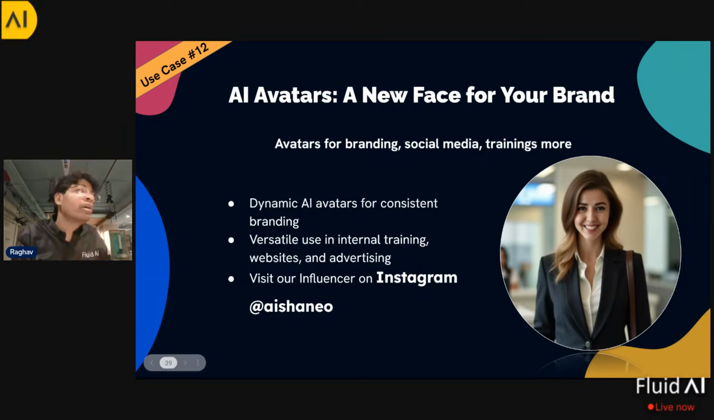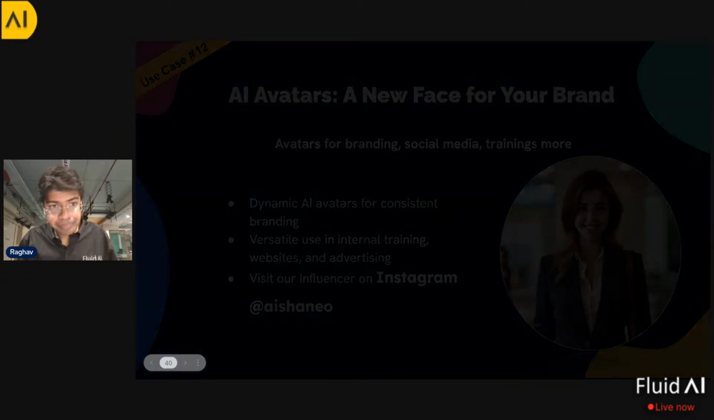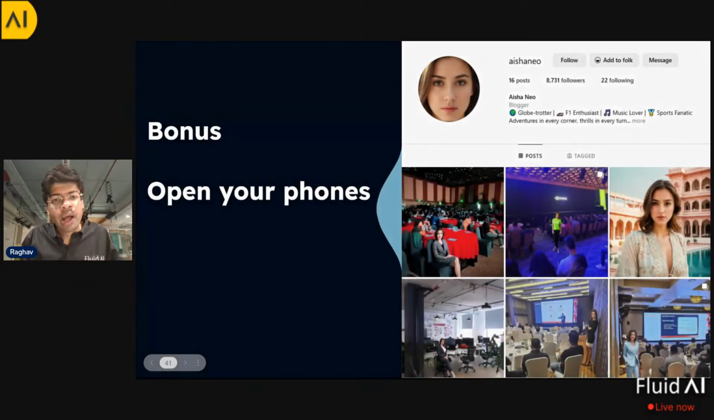It can be even a real human. So it can be a CEO, a co-founder. It can be a brand ambassador that you've maybe in the real world. It can help you sort of augment them as well. And you can visit our very own Instagram influencer on Instagram called Aisha Neo, where she has scaled to about 11,200 followers. And we are posting a new video every week with Aisha and using her in almost all our branding activities. So you can check her out.